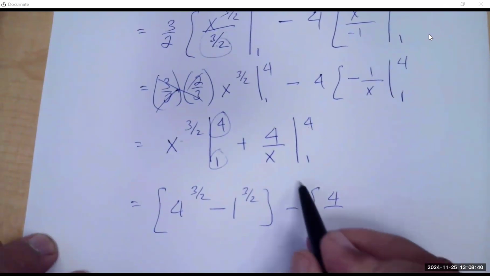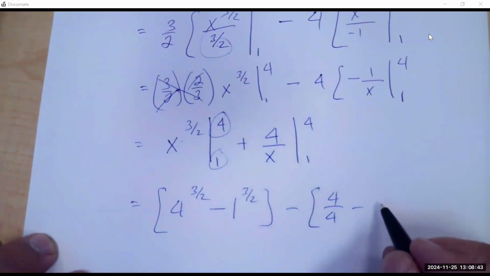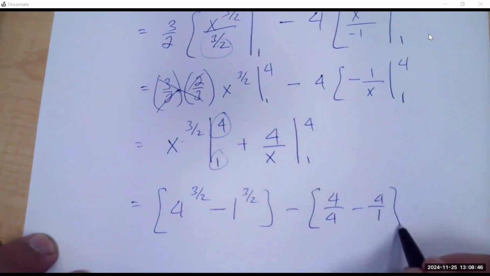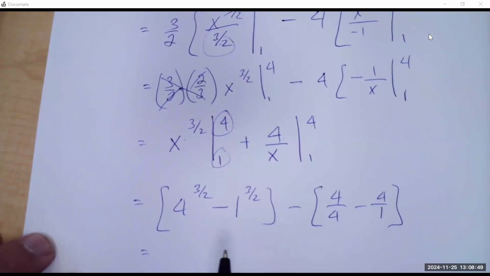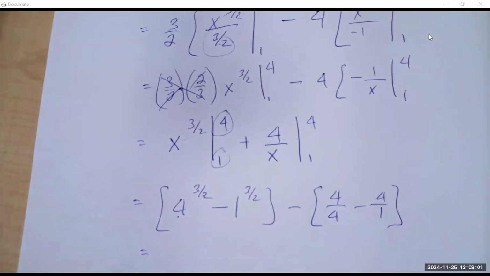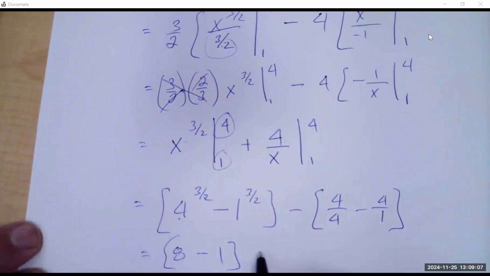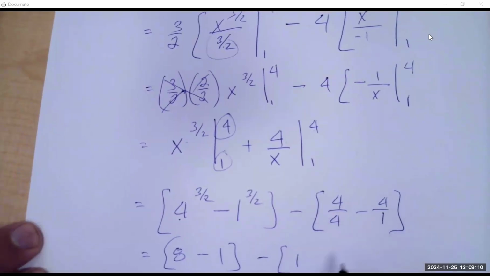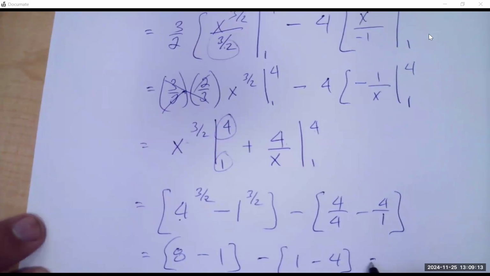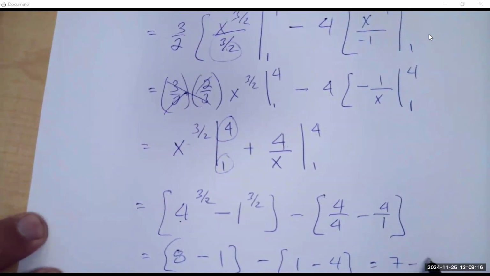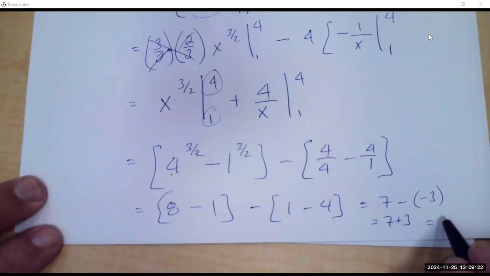This first one, we take it at the upper bound, so it's 4 to the 3/2 minus the lower bound, 1 to the 3/2. In place of x, put a 4, minus, put a 1. What is 4 to the power 3/2? Without a calculator, you don't need this. You're supposed to be in calculus. You should know algebra. 8. 1 to any power is 1. 4 divided by 4 is 1, minus 4. 7 minus -3. It equals 10.